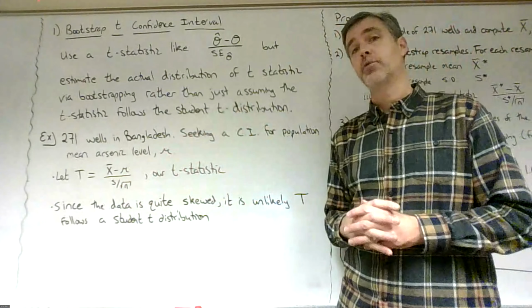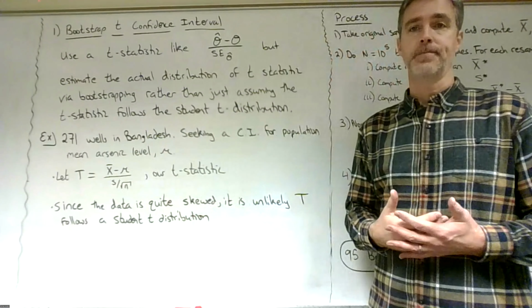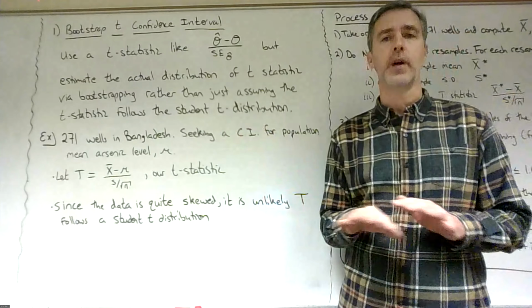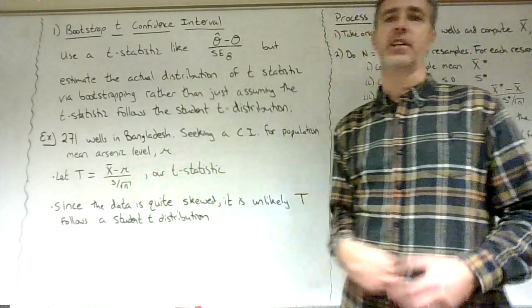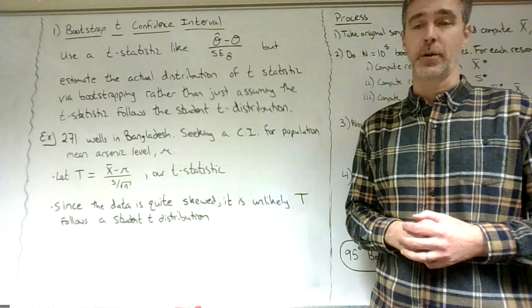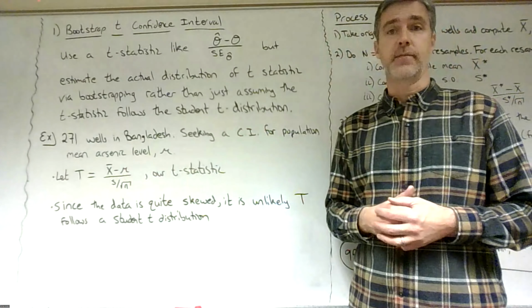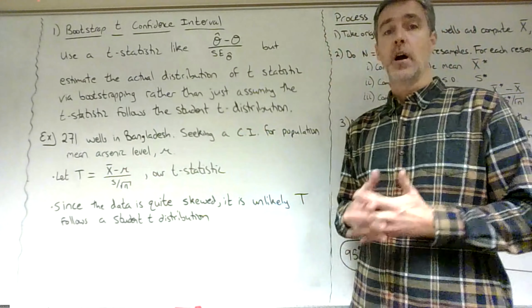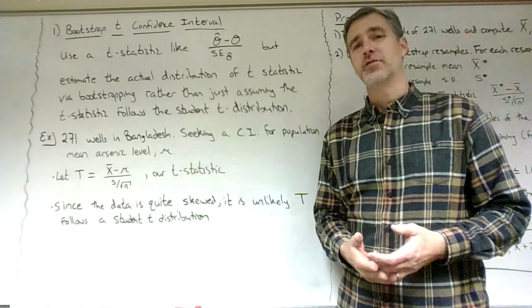But there's a problem. In section 7.1, we assumed that this statistic followed a T distribution. It's not a good assumption here, though, because if you remember, that Bangladesh arsenic data was incredibly skewed. And if the original data is incredibly skewed, it's likely that this statistic based on that data is also going to be skewed. So it's probably not going to follow a student T distribution. That should chime some bells with the assumptions that we listed at the end of section 7.1 about when we can safely use the student T distribution. So we've got wells in Bangladesh, we've got a test statistic, and we know it's probably not following the T distribution, so what do we do?